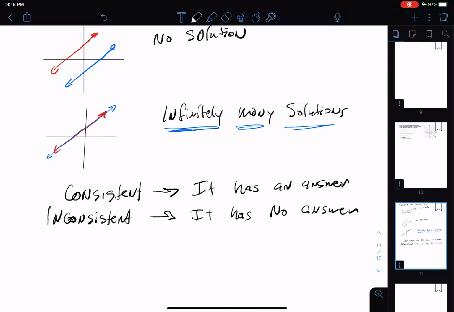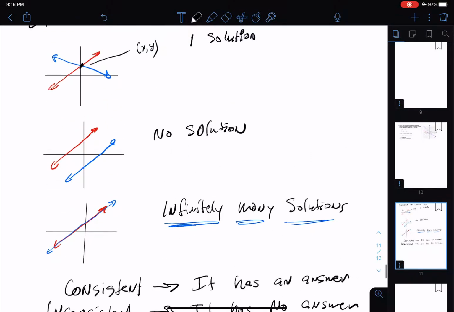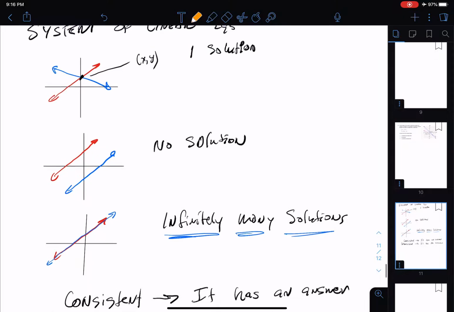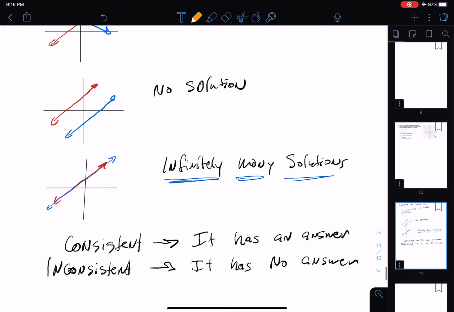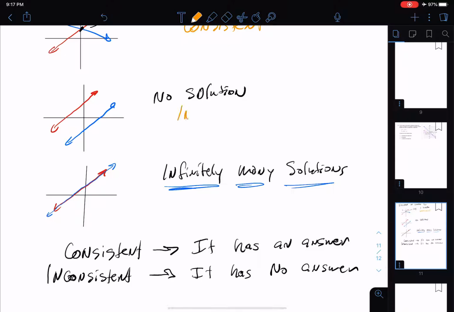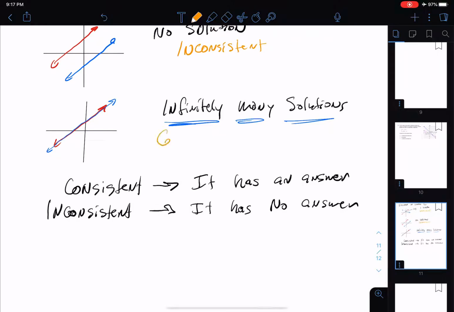So if you go back with that information, if you go back to, let me use another color now, if you go back to take a look at these three situations, consistent means it has an answer. So this would be consistent. And no solution, this is inconsistent. And infinitely many solutions, well, it must be consistent. It's got an answer.